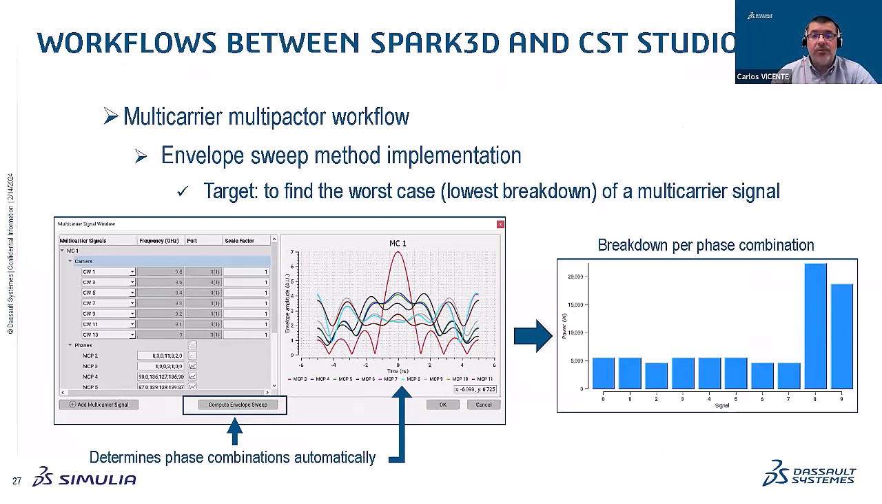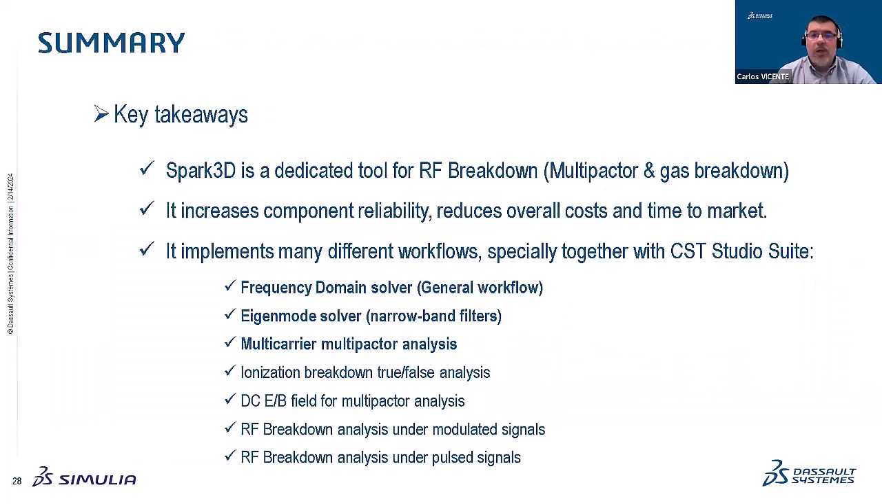You can see that there are 2 phase combinations that have very high breakdown power levels, but the rest are pretty similar. So this indicates that the breakdown power threshold for this multi-carrier signal will be in that range. This is really useful, because analyzing multi-carrier multipactor can otherwise be a kind of nightmare.